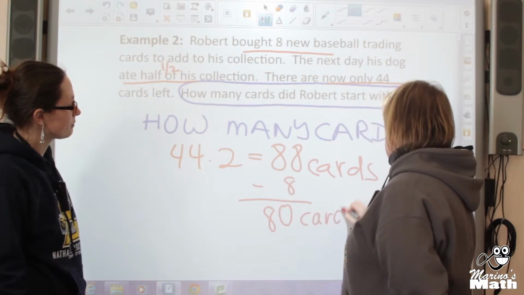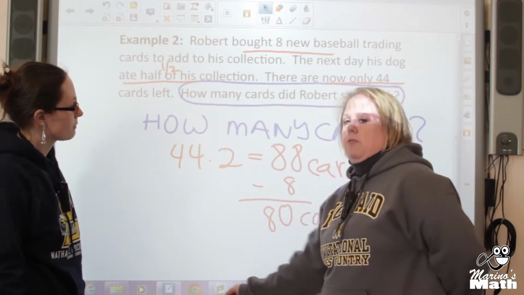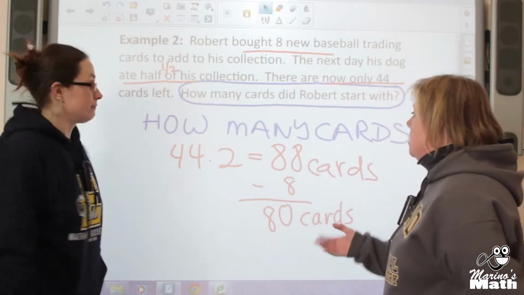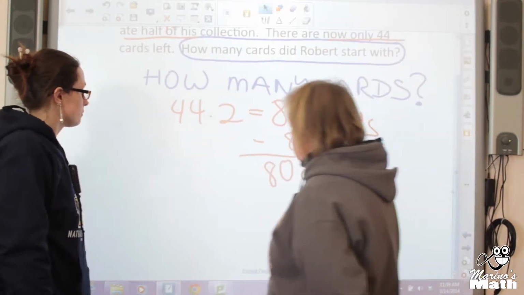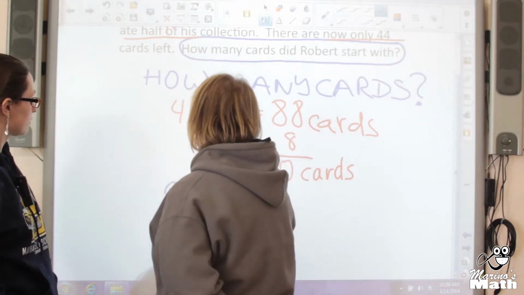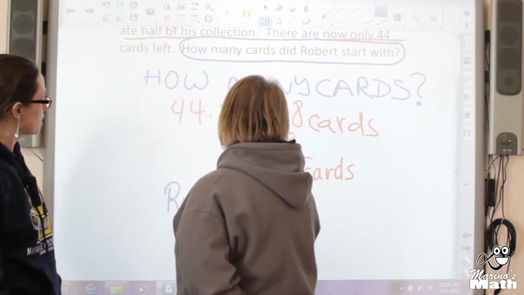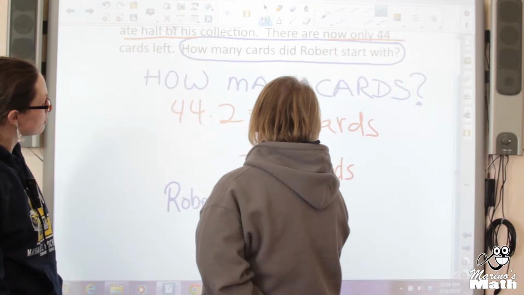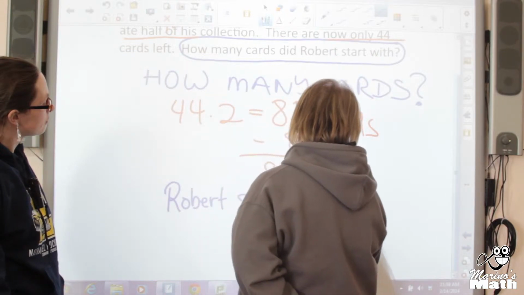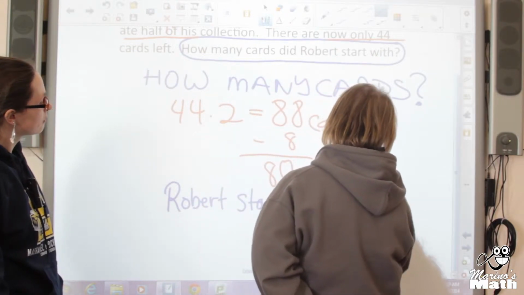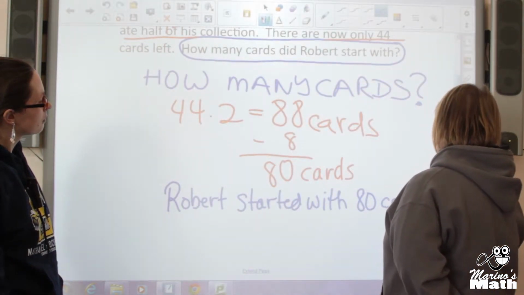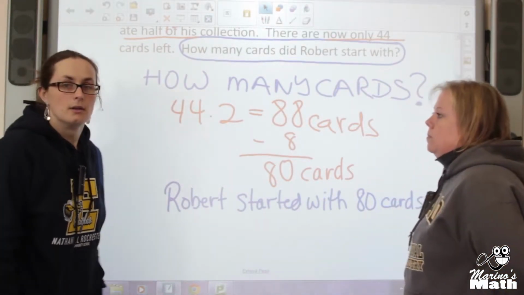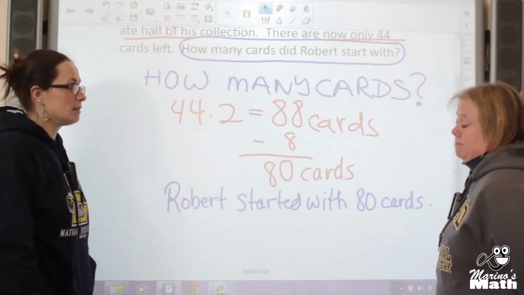Okay. So again, if we want to write it in a sentence, how many cards did Robert start with? We would say, Robert started with 80 cards. And that was easy.